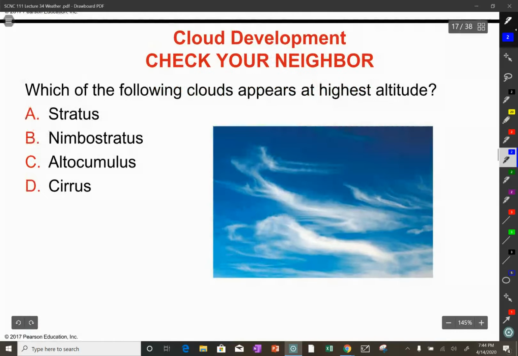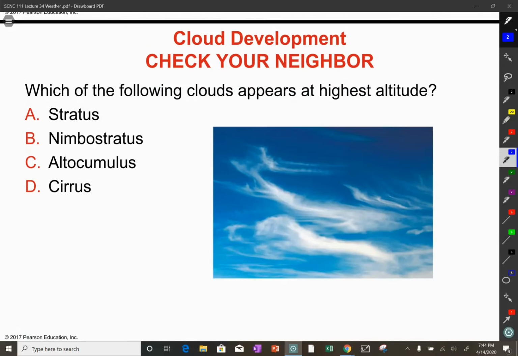Now, looking at this picture, which of the following clouds appears at highest altitude? The picture tells you what it is, and we also went through the order. So the highest level, even though alto means high, alto is not the highest level. Stratus is actually very low. Stratus is the flat layered clouds we have down low. Nimbostratus are layered water-filled clouds that are reasonably low. And cirrus are the highest of the clouds.